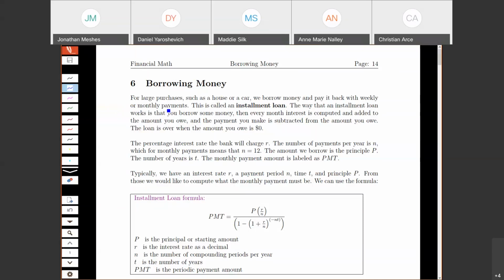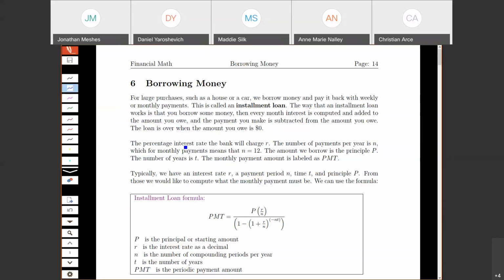Okay, so the idea is that every month we get charged interest on how much we owe, and then we make a payment on how much we owe. And the payment is more than the interest, so that the amount we owe goes down, and the loan's over when the amount you owe is zero, right? Makes sense.